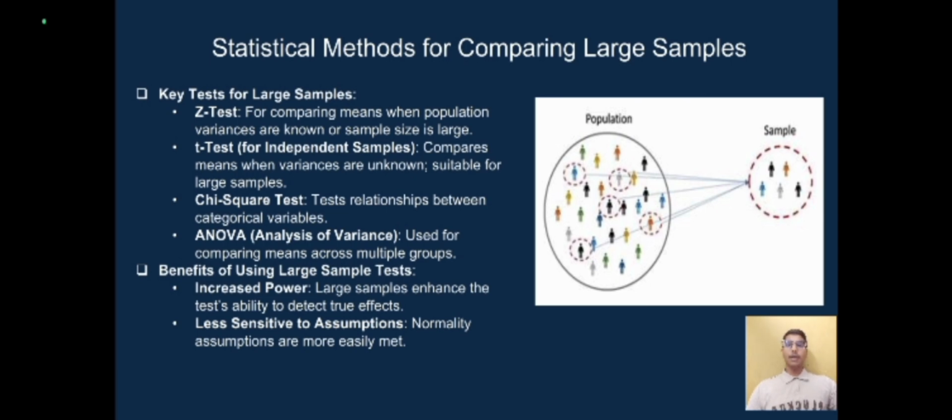And the last one is ANOVA. ANOVA is nothing but analysis of variance. It analyzes variance between multiple groups. This is especially helpful in experiments or studies with more than two groups. Each test is powerful in large sample settings due to increased power, meaning a better chance of detecting true effects if they exist, and they are less sensitive to normality assumptions, making them versatile.